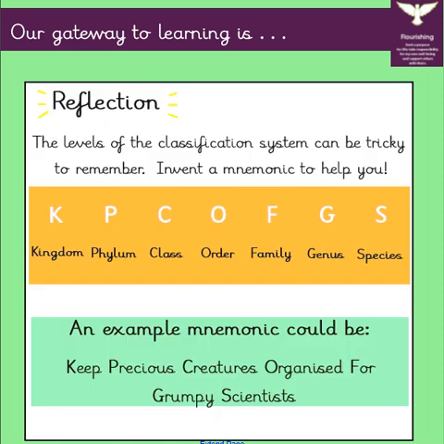Your reflection for today. The levels of the classification system can be tricky to remember. For your reflection today, I'd like you to invent a mnemonic to help you. Here are the 7 different levels. An example of a mnemonic could be: keep precious creatures organized for grumpy scientists. Mnemonics are a system such as a pattern of letters to help you remember something, in this case, the 7 different levels of the classification system. Can you come up with your own mnemonic to help you remember this?